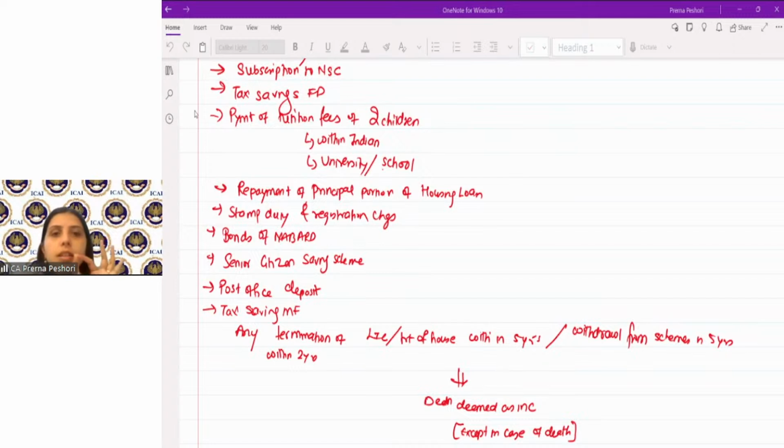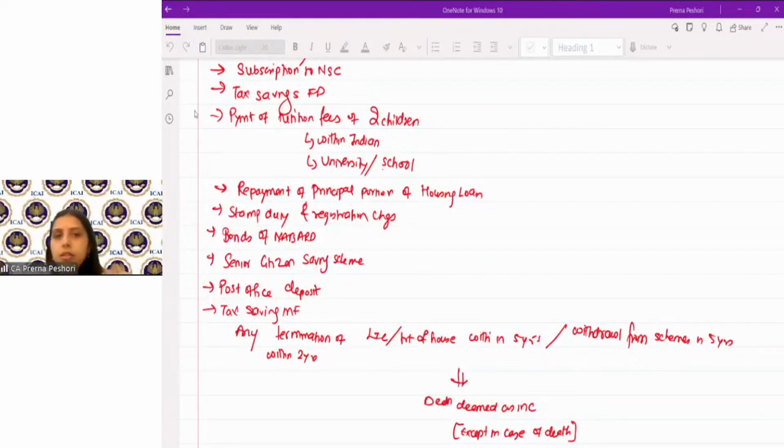Also, if there is a disabled dependent in respect of whom an individual has paid any amount in the LIC scheme, and the individual dies before the LIC matures and the other individual receives the amount, then that is also not exempt. Now, keep all of this separate, okay?